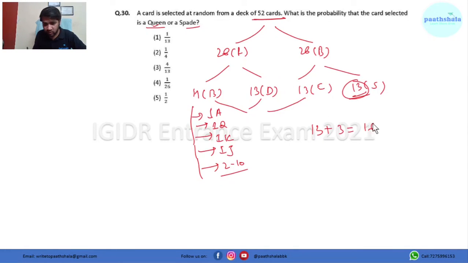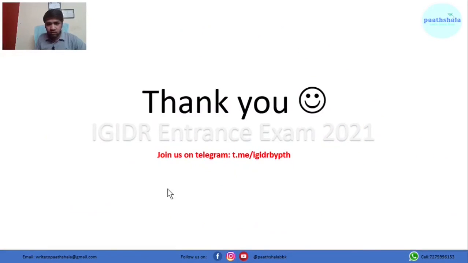This is our favorable cases, and the total cases are 52. So this will be our probability. When you divide it, 4 fours are 16 and this will be 13, so finally it is coming out to be 4 by 13. This is your answer. That's all from my side.